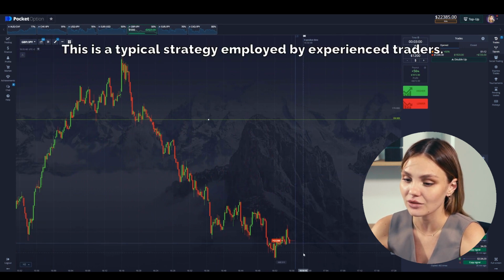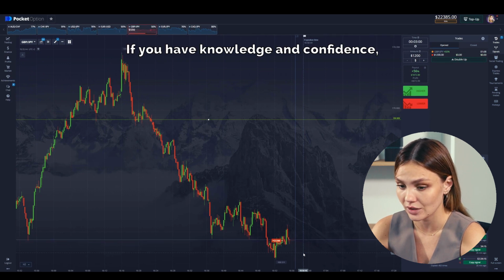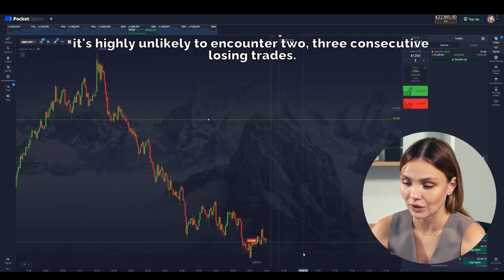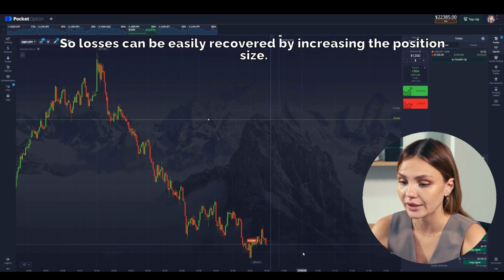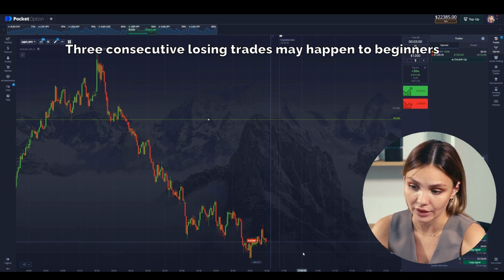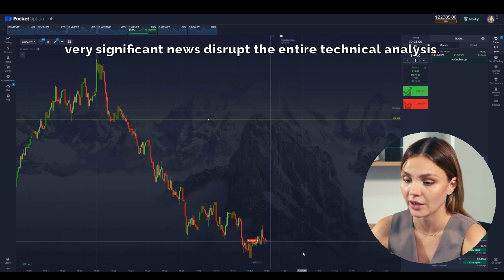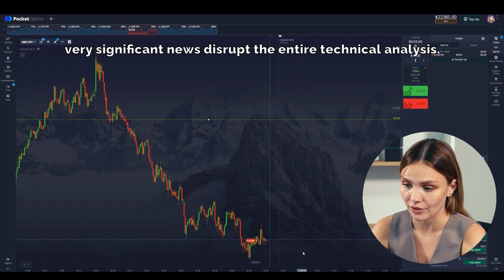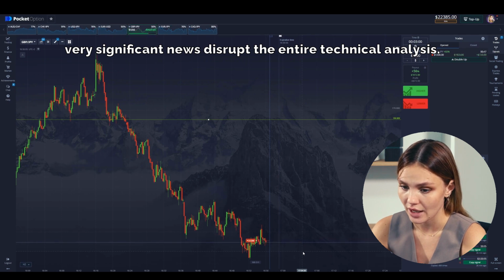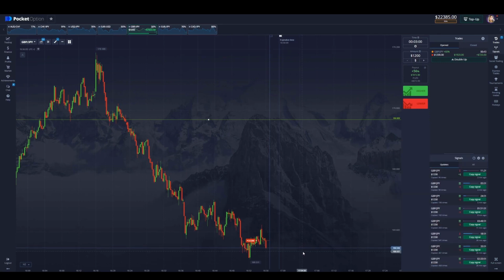This is a typical strategy employed by experienced traders. If you have knowledge and confidence, it's highly unlikely to encounter 2-3 consecutive losing trades. So losses can be easily recovered by increasing the position size. 3 consecutive losing trades may happen to beginners and perhaps to professionals only in cases where very significant news disrupt the entire technical analysis. But such instances are very rare. For now, let's be patient and wait.